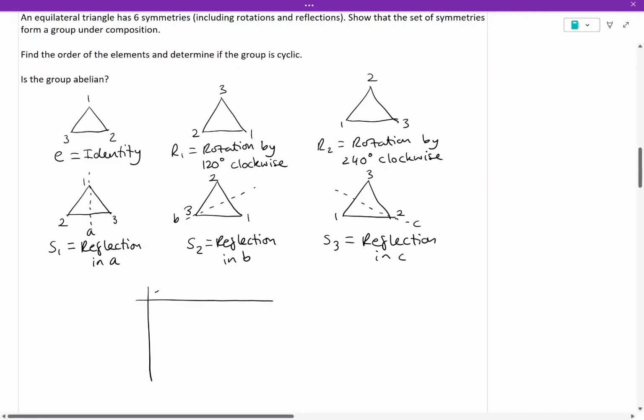So we're going to have E, R1, R2, and then S1, S2, and S3. And then we have E, and then the same sequence.